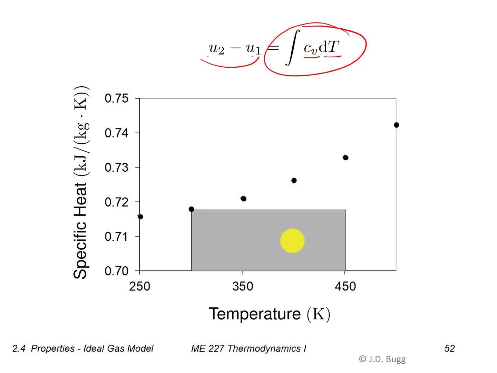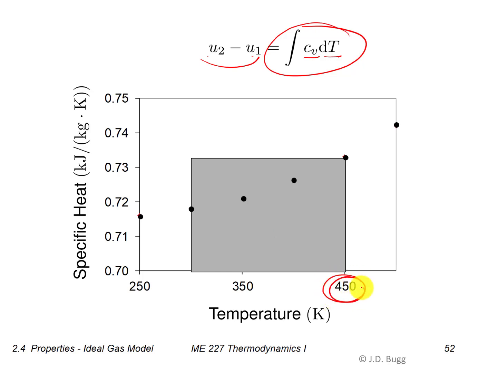If we were to instead use the highest temperature, so go to our end point, 450, look up the value of CV for it, which is this value, and use that to calculate delta U, then we would get that area. And of course, we would be overestimating our change in internal energy, which is exactly what we saw in the table. If we used an average value of CV, then we're essentially doing this. We're using a value of CV at the midpoint and multiplying it by the temperature change.